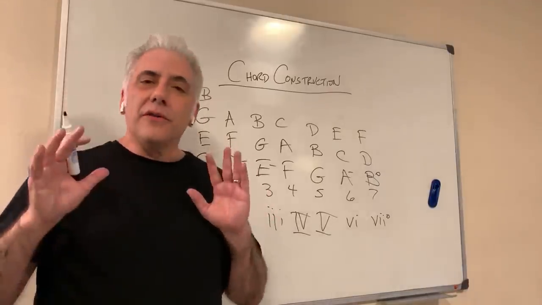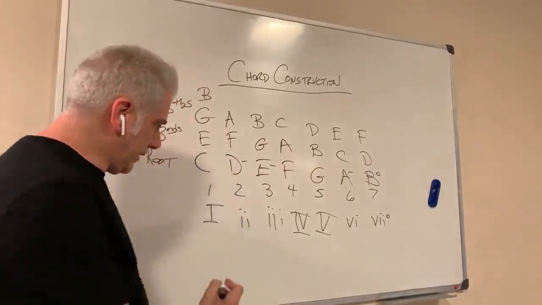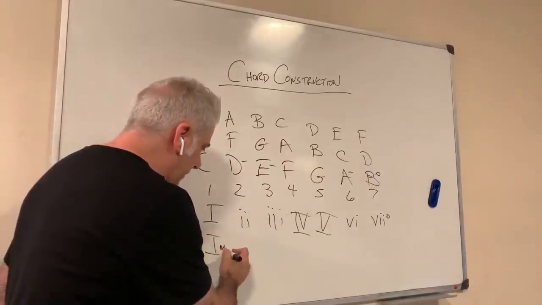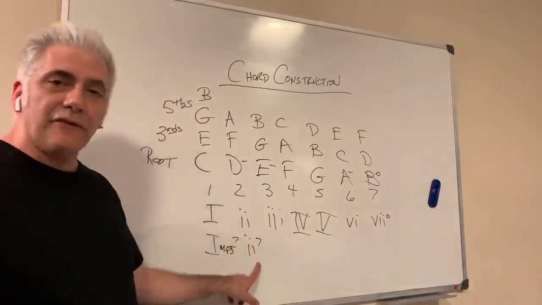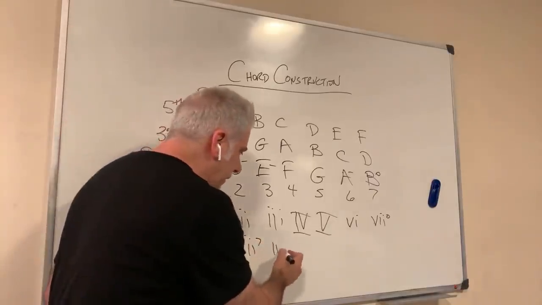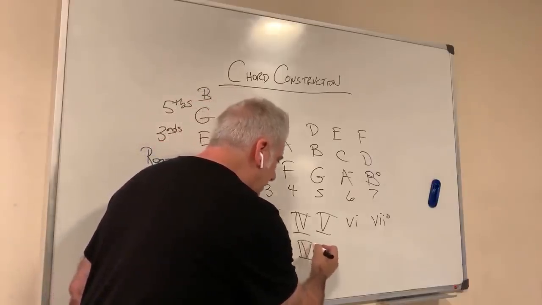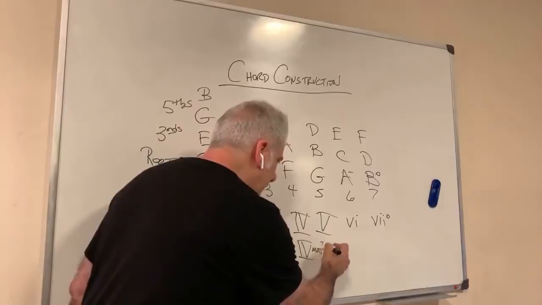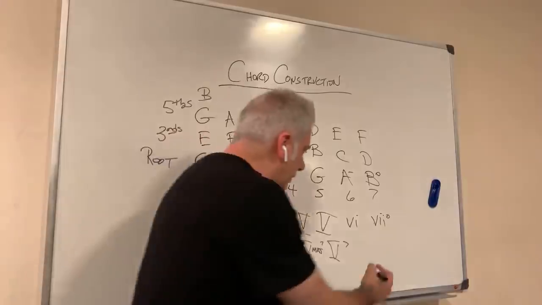So there's an order of seventh chords in a major key, and it goes like this. 1 is major 7, 2 is minor 7. I just add a 7 to the Roman numeral. 3 is minor 7. 4 is major 7. Put MAJ 7. 5 is just what we call dominant seventh, or just a straight seventh chord.